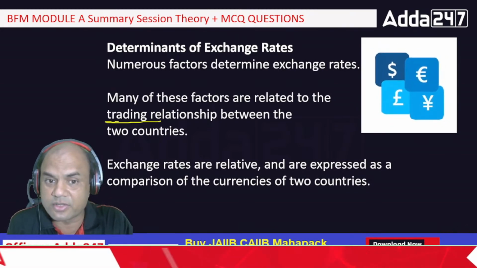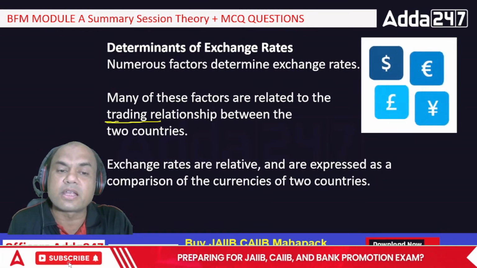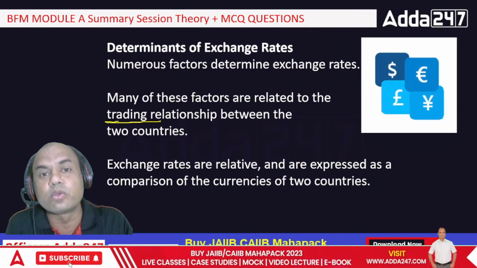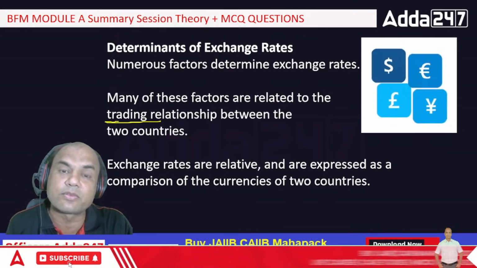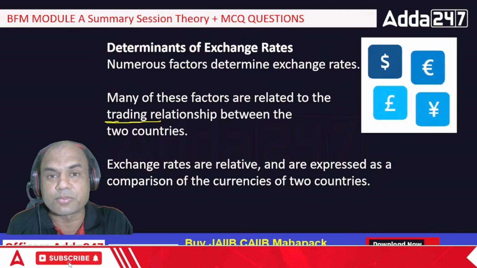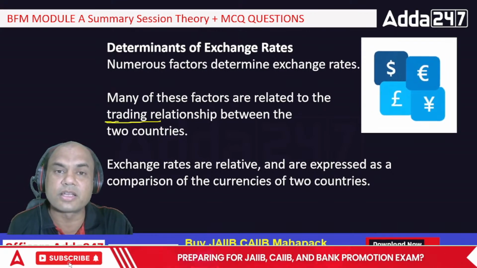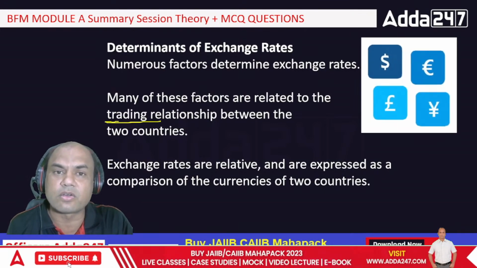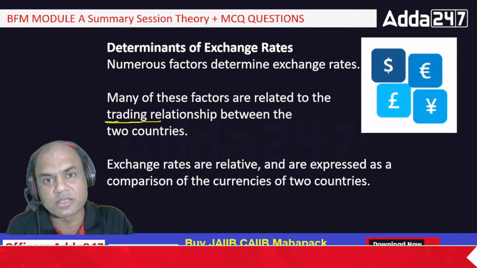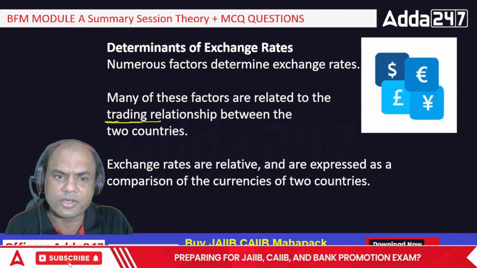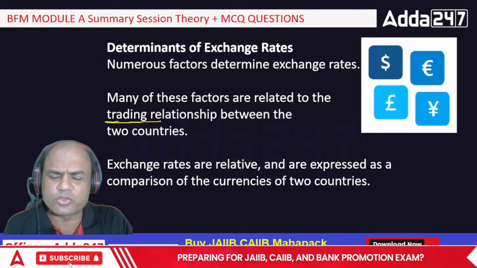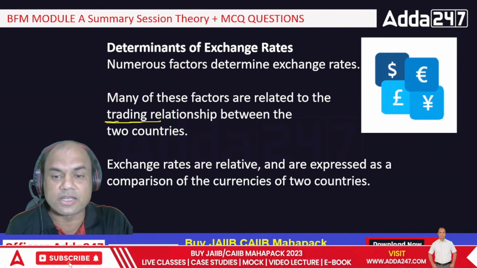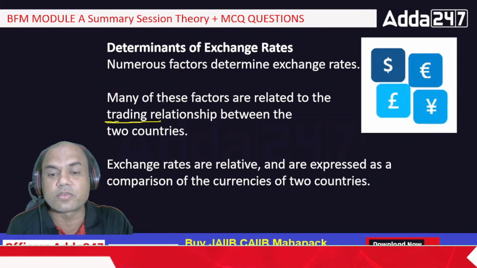It depends on that. Our trading relationship with the US is different, with the UK is different, and with Pakistan it's different. You'll say Pakistan is an enemy nation, but we are still doing around 21% of the trade with Pakistan, last week's figure. Of course, we are in a dominating position. That's a separate aspect. Exchange rates are relative and are expressed as a comparison of currencies of the two countries.